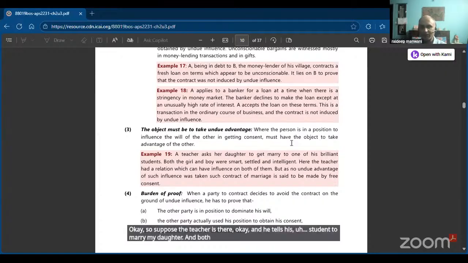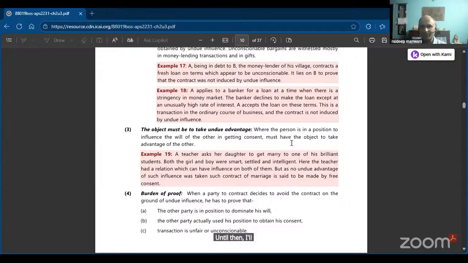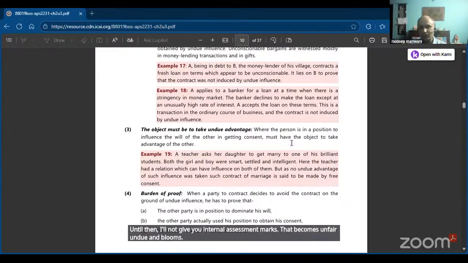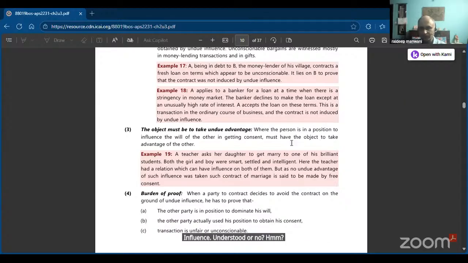So suppose the teacher tells his student, you marry my daughter, and both of them are intelligent, smart, it's not unfair advantage. But suppose the teacher tells the student, you give me a car, until then I'll not give you internal assessment marks. That becomes unfair, undue influence. Understood or no? Yes, sir. Go to the next.